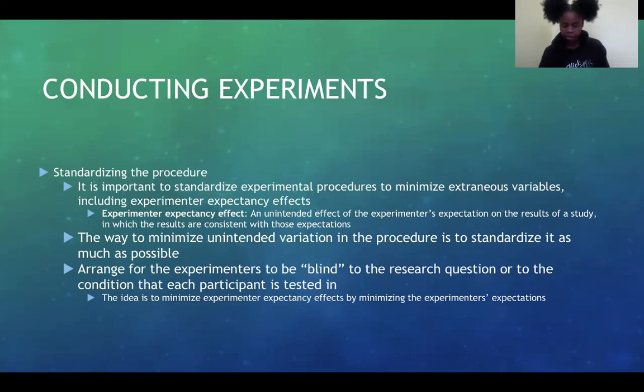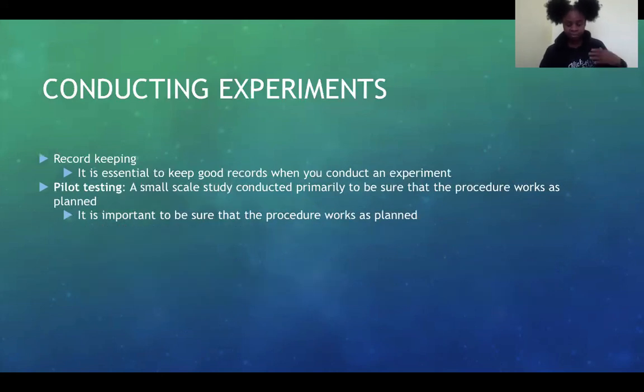Another good practice is to arrange the experimenters to be blind to the research question or to the condition that each participant is tested in. The idea is to minimize the experimenter's expectancy effect by minimizing the experimenter's expectation. Because one of the reasons that we're doing this is that both participants and the experimenters are blind to the condition. This is referred to as a double-blind study.